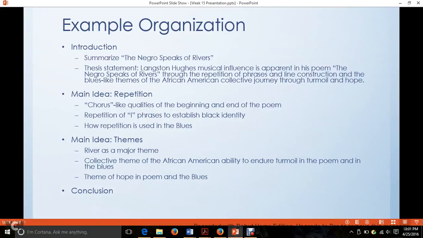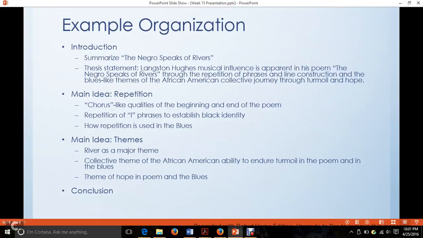And then I'll show that in the poem and how that connects to the overall African American endurance of turmoil. And then I'll also look at the theme of hope in the poem and in blues music as well. And then I'll bring it all together in a conclusion. I'll restate the thesis statement in a new way and summarize my main points to bring it all together.